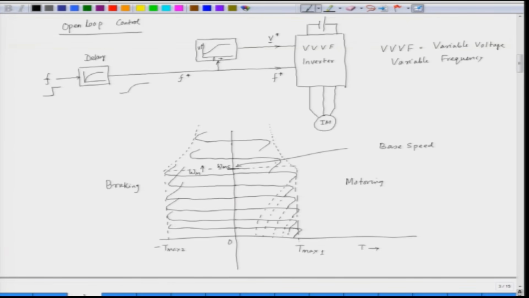Beyond the base speed, we go for variable torque or reduced torque here. The speed increases, but the torque decreases. So, this is called constant power mode or constant power region. And before the base speed, what we get here is the constant torque region.